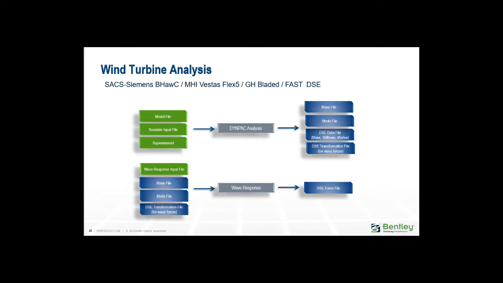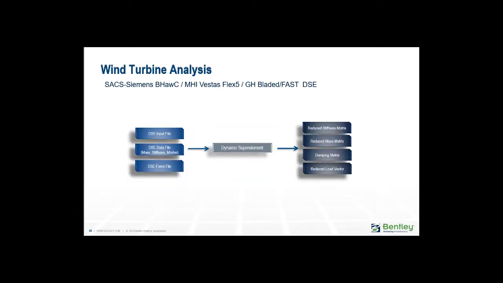To generate the dynamic superelement, it's a three-step process. We start with a modal analysis, which generates a mass file, mode file, and the dynamic superelement data file, the dynamic superelement transformation file. Now, if the user also wants to generate a load vector, then we would run the wave response module using the mass file, mode file, and the transformation file. This will generate the dynamic superelement force file.